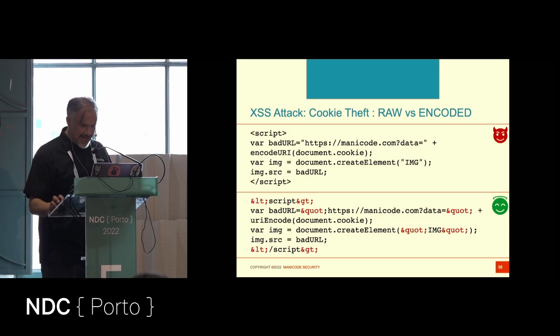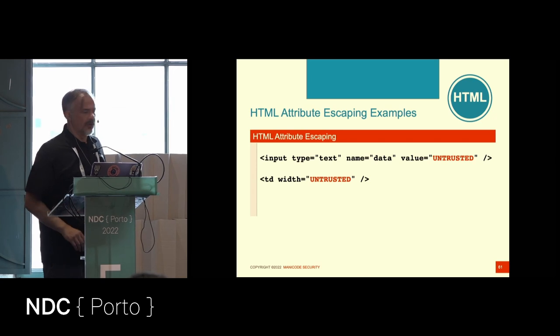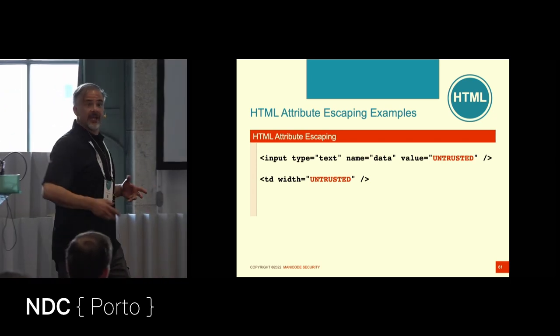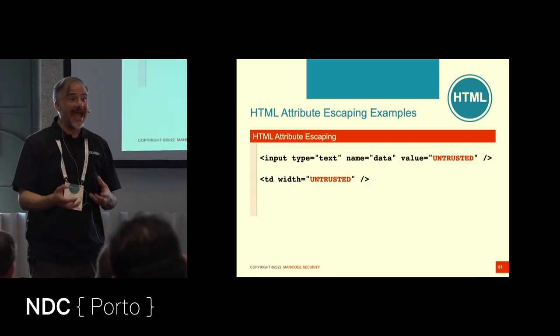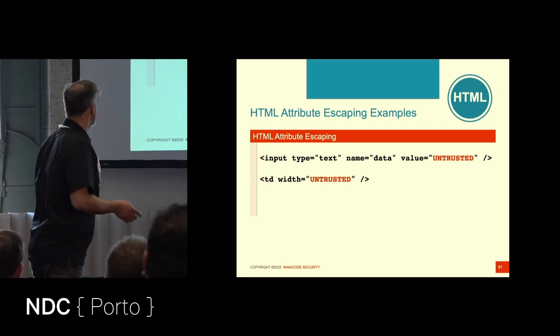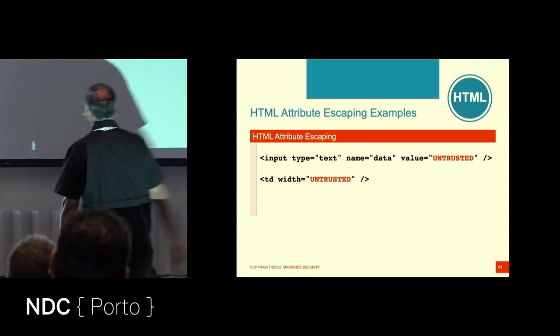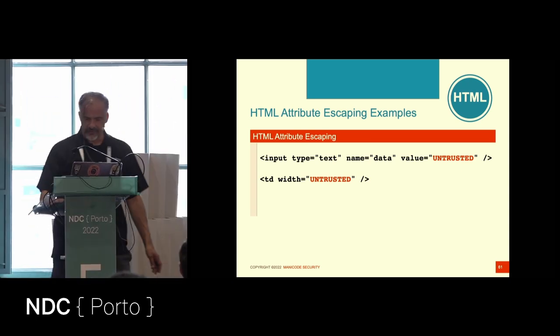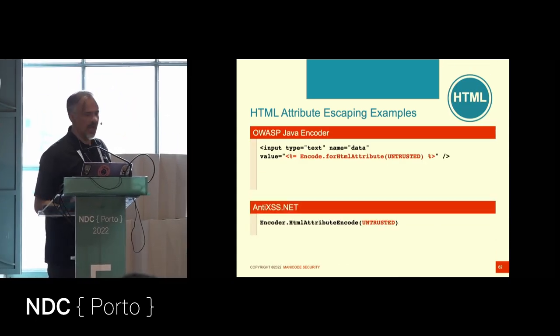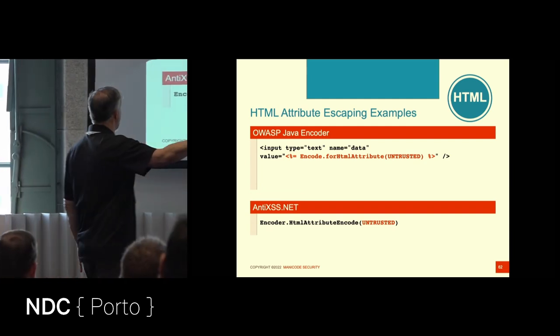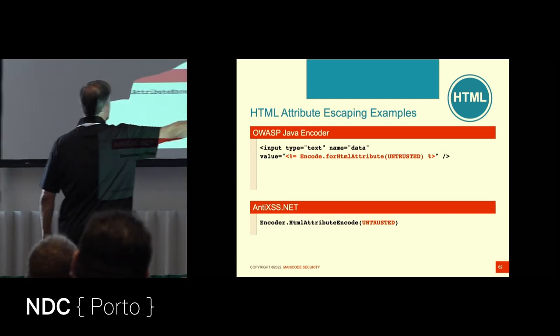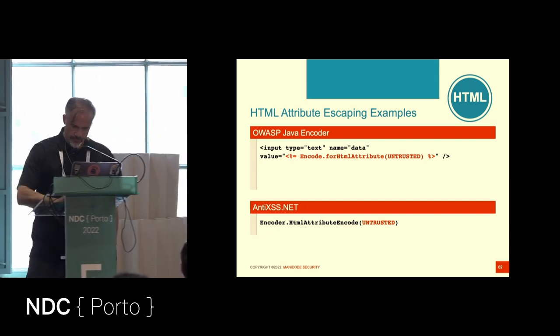We have the same kind of issue in the world of attributes, like right there. Here I have untrusted data, data that the attacker can edit and send to your system, and it lands right here, either a width or some kind of preset value that was driven by user data. I'm gonna fix this by encoding. I make sure my attributes are double quoted, and I encode for HTML attributes.